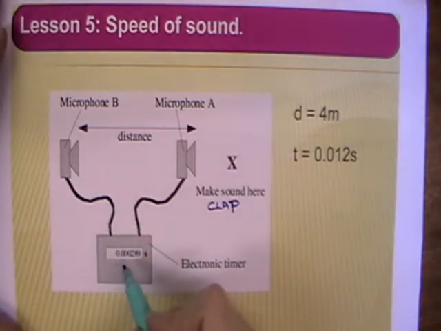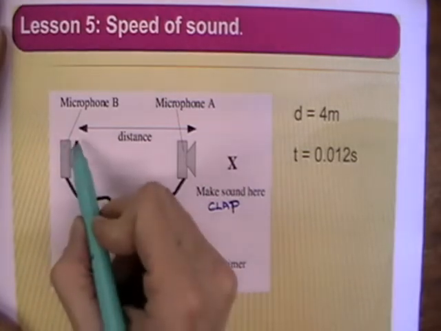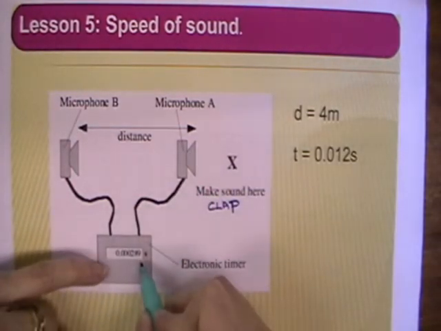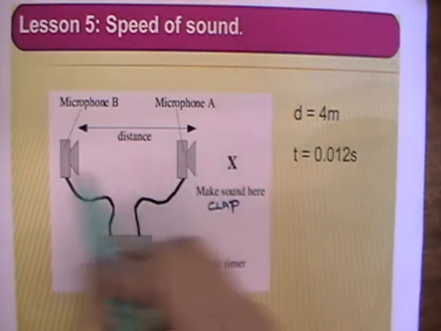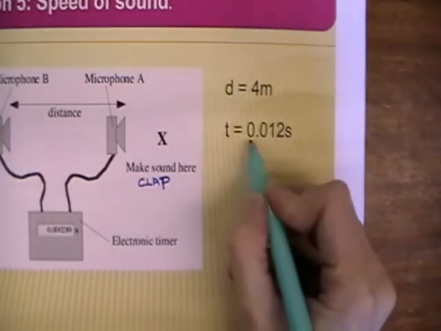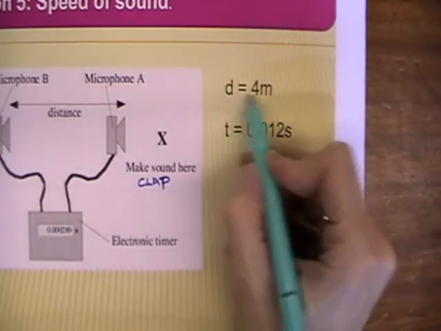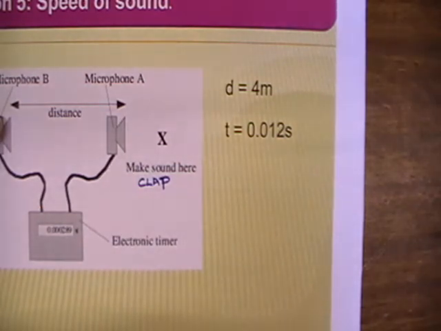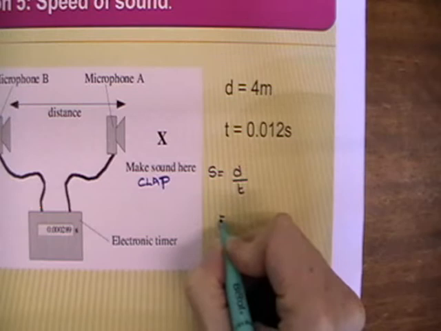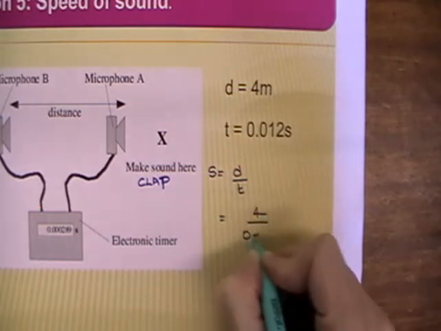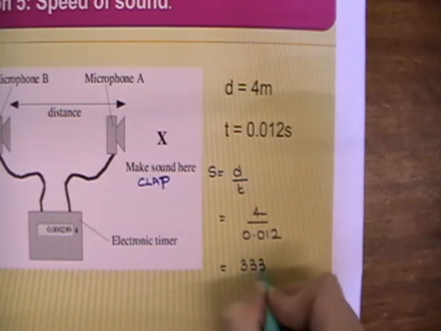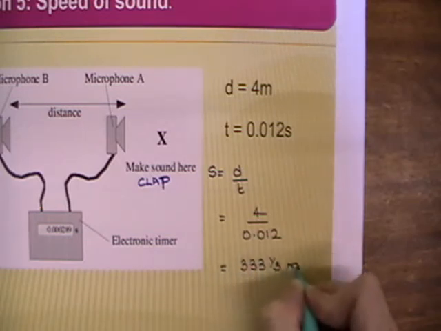So when we did this experiment, we measured the distance between the speakers and we wrote down the time it took for the sound to have travelled from microphone A to microphone B. That time that we got was 0.012 seconds and the distance between the two microphones was 4 metres. So to calculate the speed of the sound, speed is distance over time, and that's equal to 4 over 0.012, and that gives you an answer of 333 1/3 metres per second.